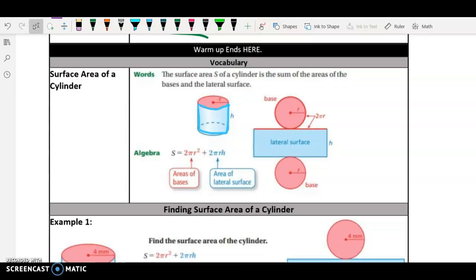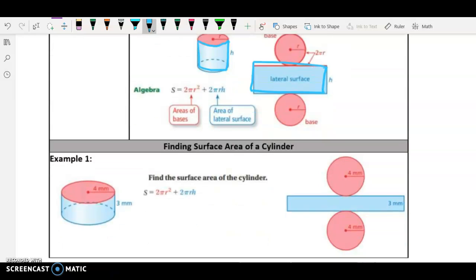Whenever you take a can of soda and cut off the top and the bottom and just have the circles, when you unroll it, it would actually be a rectangle. And when you roll that rectangle around, it makes that circle part of the can, and then you put the circles on the top and the bottom. So that's kind of what we're doing.